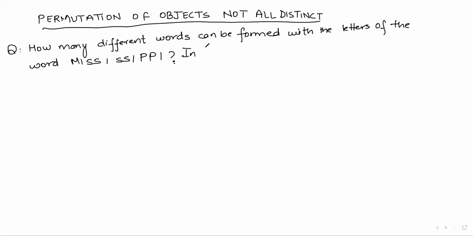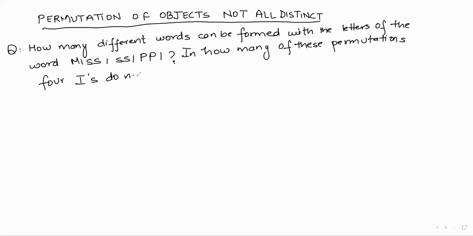In how many of these permutations do the four I's not come together? Okay, so first please try to do the first part. How many different words can be formed with the letters of the word Mississippi?